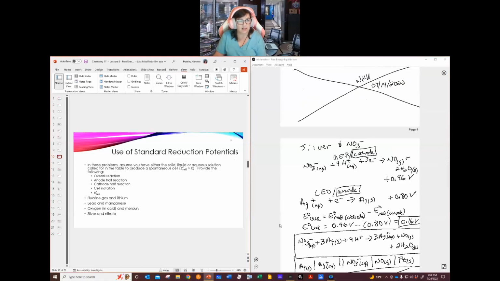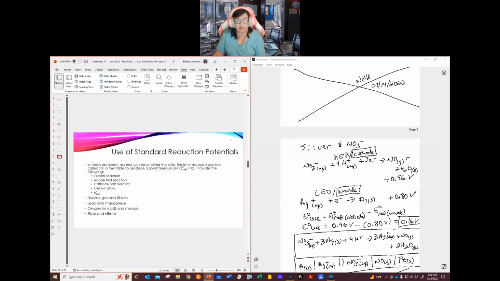The last one I asked you about is silver and nitrate. So I have silver and NO3-. I find NO3- aqueous plus 4H+ plus 3e- goes to NO gas plus 2H2O liquid. That's plus 0.96 volts. I have Ag+ plus e- goes to Ag solid as plus 0.8 volts. Since the NO3- is more positive, that's the one that stays as a reduction, we reverse the Ag+. So it's Ag solid going to Ag+ plus e-.